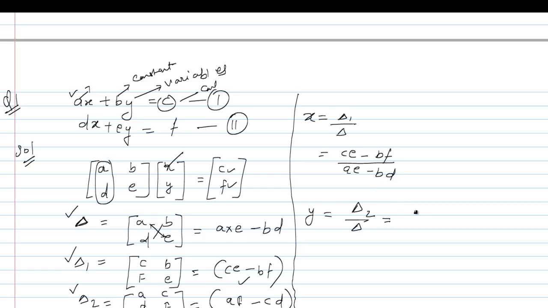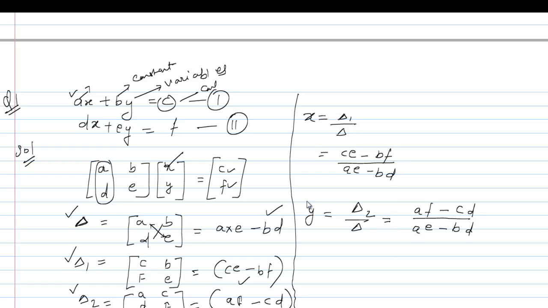So what is the value of delta 2? It is af minus cd, upon what is my delta? We already found that delta, which is ae minus bd. This is for finding the y variable in this equation with two unknown quantities. I have already taught you how to solve these equations using the determinant method. For finding x, we have delta 1 upon delta.